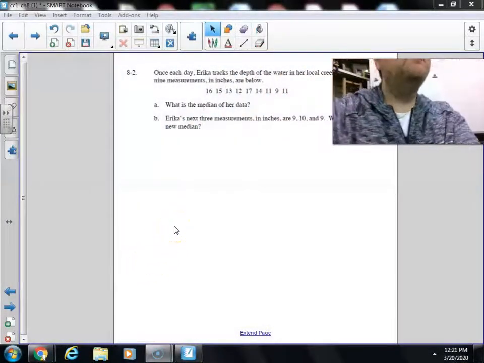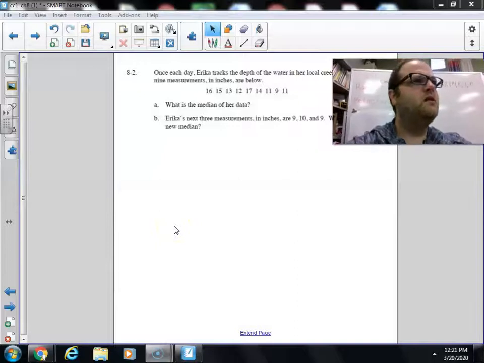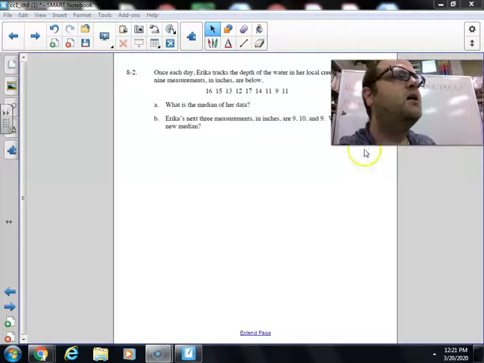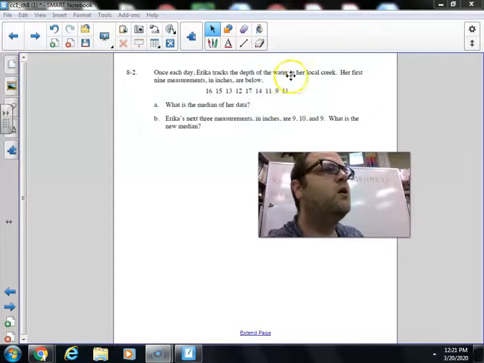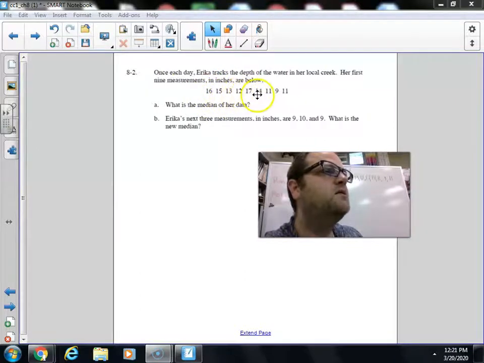So now moving back to core problem 8.2. Each day, Erica tracks the depth of the water in her local creek. Her first 9 measurements in inches are below: 16, 15, 13, 12, 17, 14, 11, 9, and 11. What is the median? So we want to think about what we need to do in order to find the median. Think about the middle.